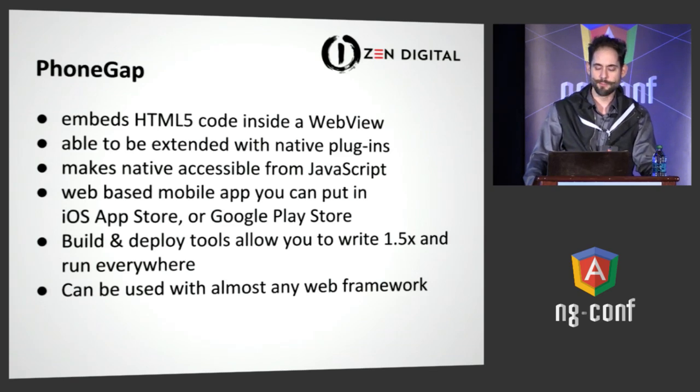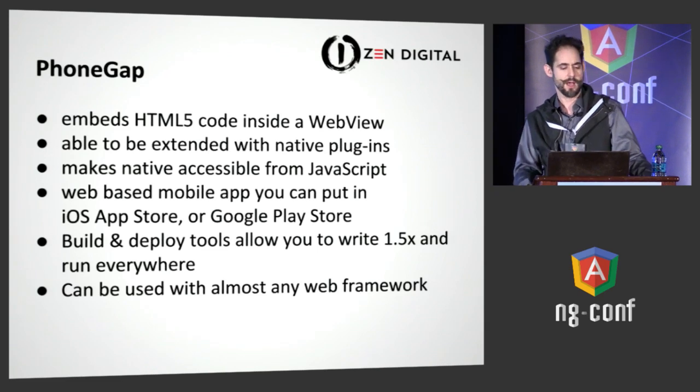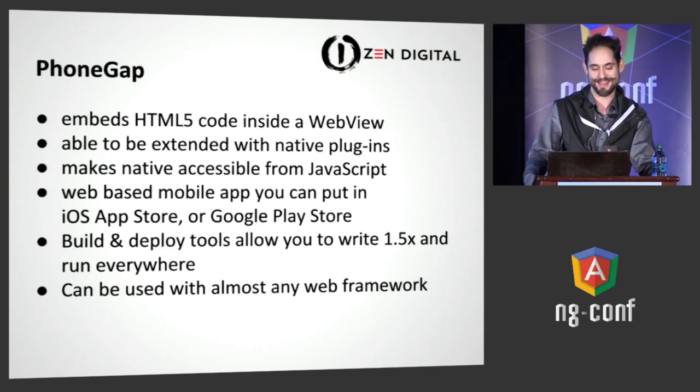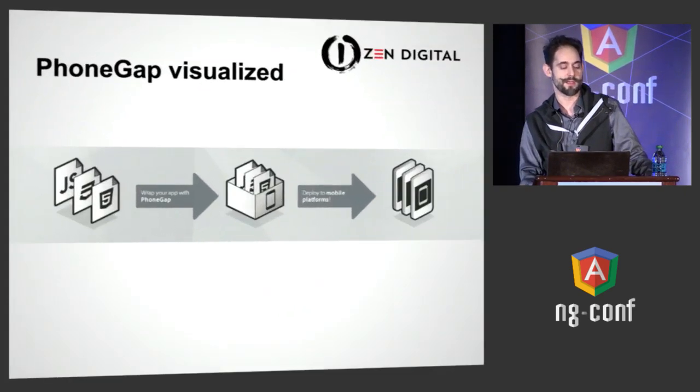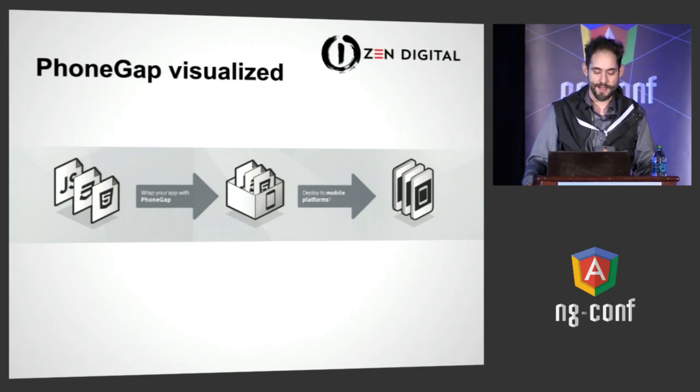So you're able to extend with native plugins that allow you access to native features of the phone. For example, in-app purchases or access to other apps that are running on the phone, like Facebook. That makes that native stuff accessible via JavaScript. The build and deploy tools allow you to write about 1.5 times and run everywhere. You don't write once, you write about 1.5 times. It can be used with almost any web framework, and here quickly visualized, you take your JavaScript, your CSS3, your HTML5, and you wrap it in PhoneGap, and you're able to deploy it to the App Store.